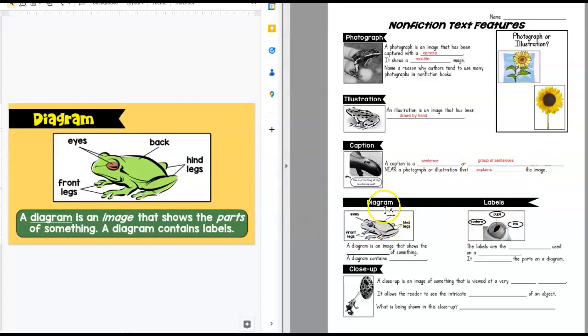Next one, diagram. This is always cool, I think. A diagram is an image that shows the parts of something. A diagram contains labels. So these little things over here are the labels, and it's pointing to where those are. It seems very basic right here, but that's because we want you to learn the words and what the vocabulary is. So go ahead and fill in the blanks over here for diagram. I'm not going to do that since somebody in our class said that all I do is read it and tell you where to put it. So you can do it on your own.